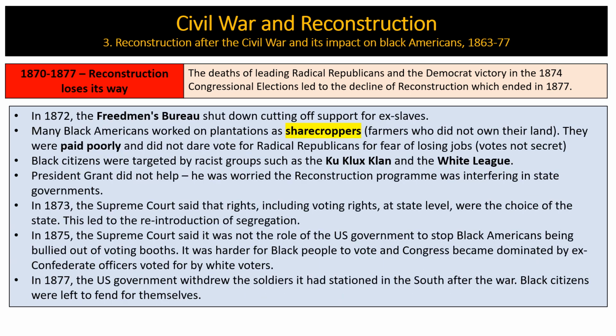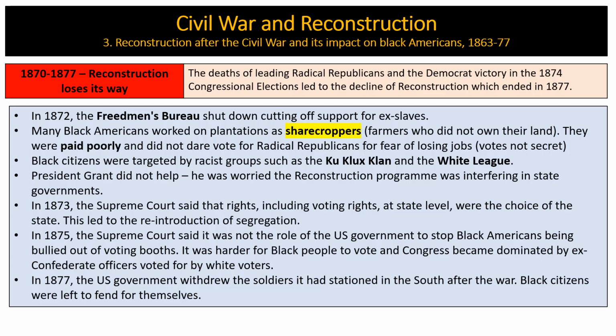So some specific examples here of Reconstruction losing its way. In 1872, the Freedmen's Bureau was shut down, cutting off support for ex-slaves. Many black Americans were in reality working on plantations as sharecroppers. That's a key word to remember: farmers who did not own their land. They were paid poorly and did not dare vote for radical Republicans for fear of losing their jobs because votes were not secret. Black citizens were being targeted by racist groups such as the Ku Klux Klan and the White League. And President Grant did not help.